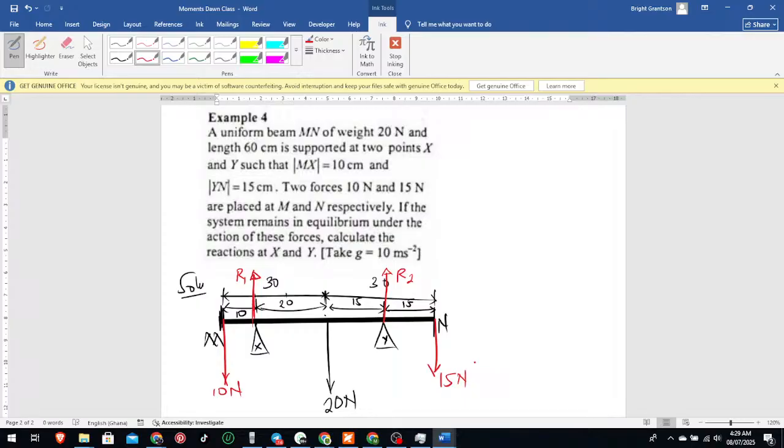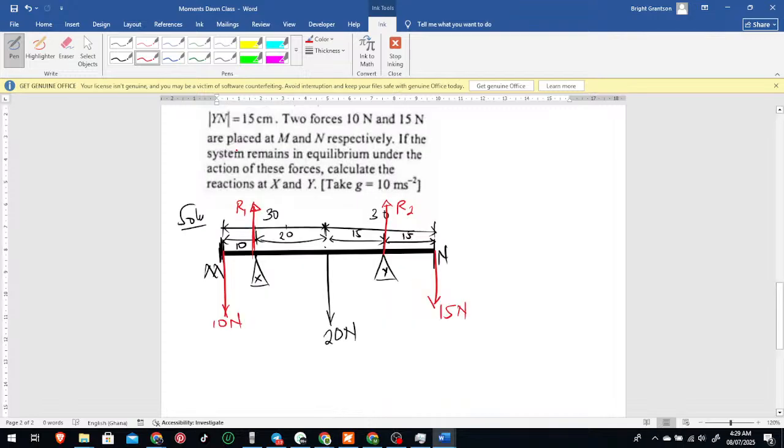So now, what is our assignment? It says if the system remains in equilibrium, it means if the system is still at rest, meaning when all the forces are not causing the object to move. Let me signify here as the pivot, as the middle. And find the reactions at x and y. So we are going to find the reactions at x and y. So R1 and R2, or you can say reaction x, reaction y.